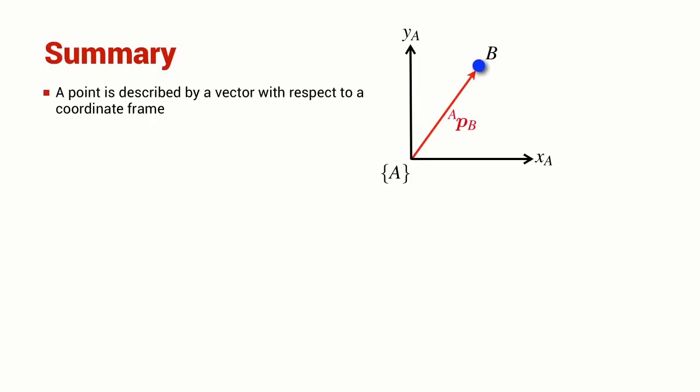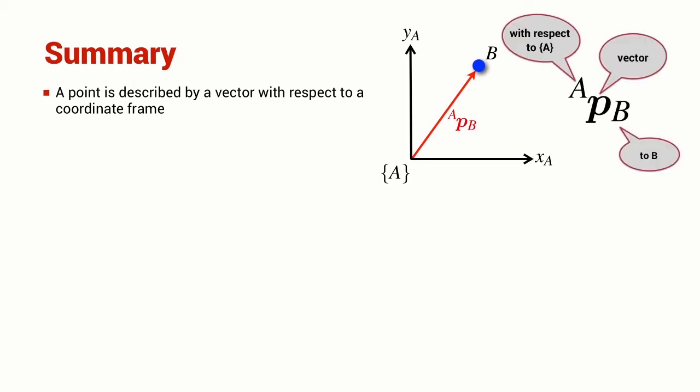So let's summarize what we've covered in this section. A point can be described by a vector with respect to a particular coordinate frame. And when we do that, we introduce some additional notation. We use the symbol lowercase p to represent a vector. The a in front denotes the coordinate frame from which the vector starts. So this vector begins from the origin of coordinate frame A. The trailing b is the destination. It's the name of the point that the vector points to.